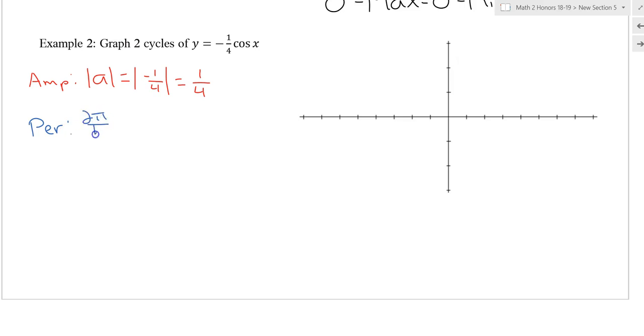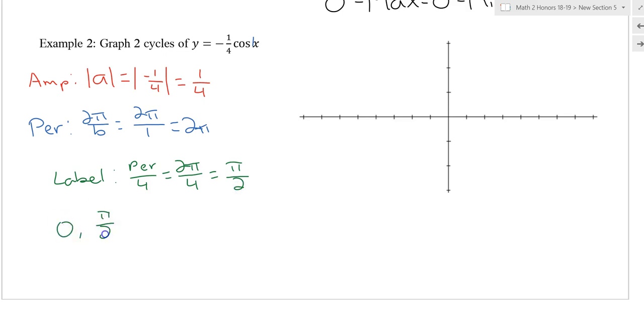Our period is 2 pi over b. Technically there's a 1 there. And our label is the period over 4. So we're going to have 0, then pi over 2, then 2 pi over 2, which is just pi, then 3 pi over 2, and then 4 pi over 2, which reduces to 2 pi. So those are our labels to get us to that 2 pi. Sometimes doing that will make your graph cleaner.